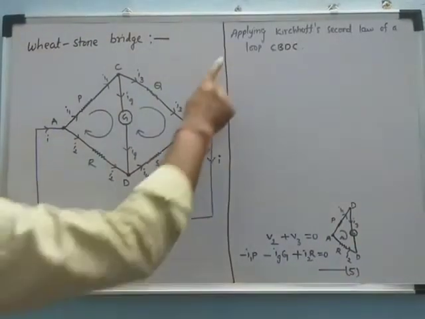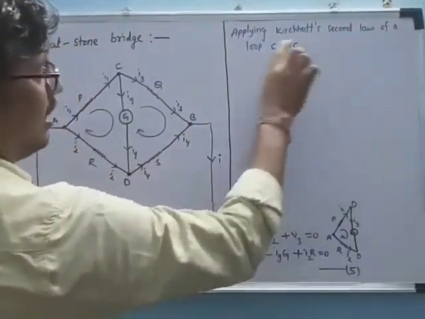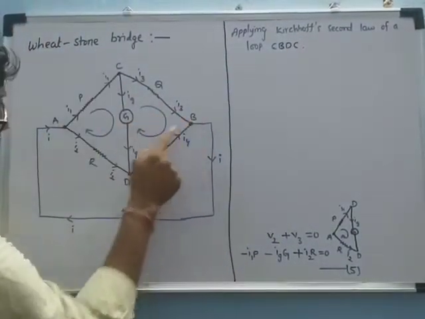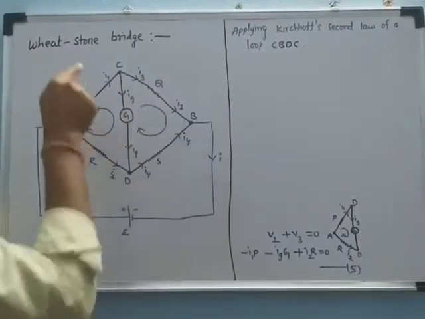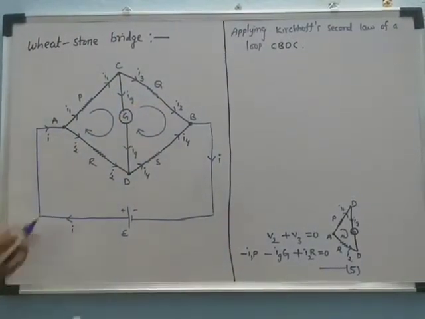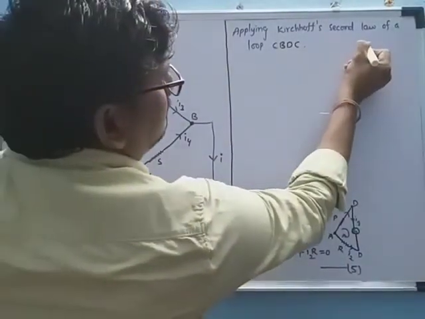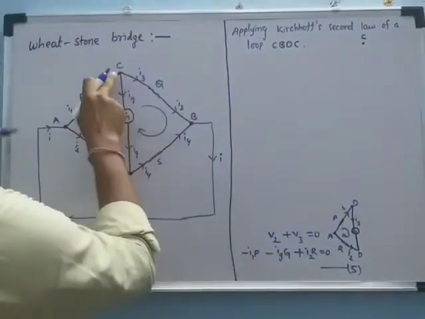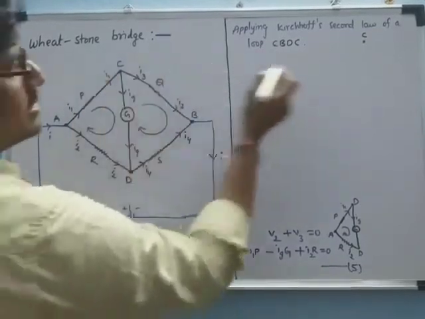Next, applying Kirchhoff's second law to loop C, B, D, C. This is the second loop in the circuit. Again, we can write the points here. What is the point? Here is the C point. The closed circuit will start at the C point.